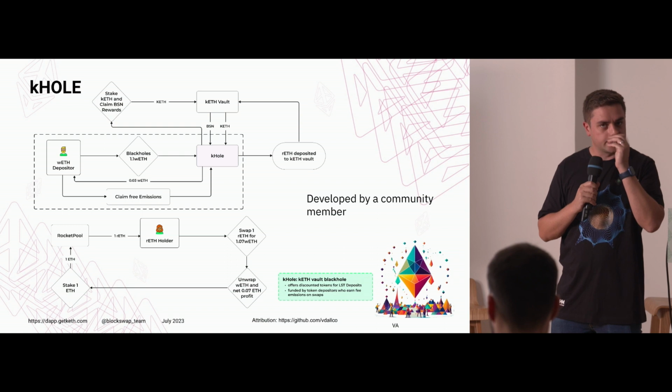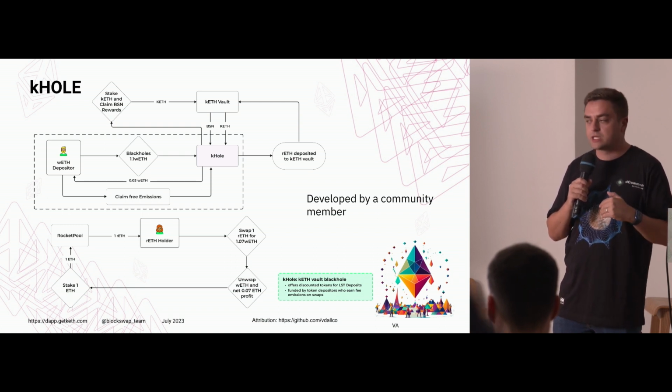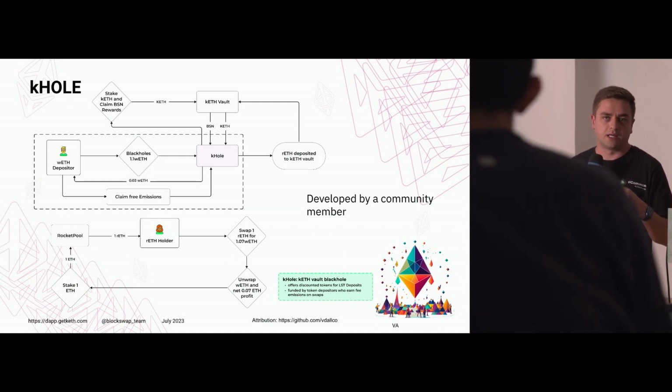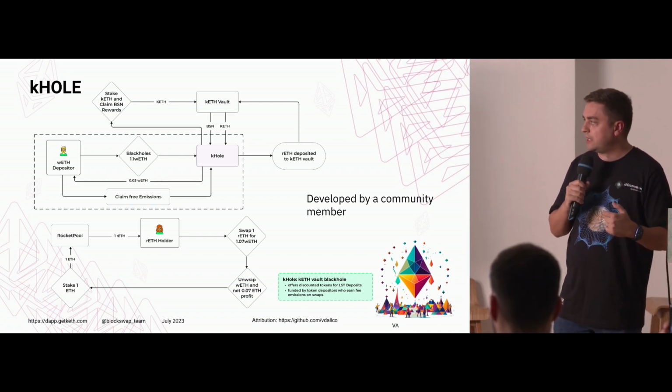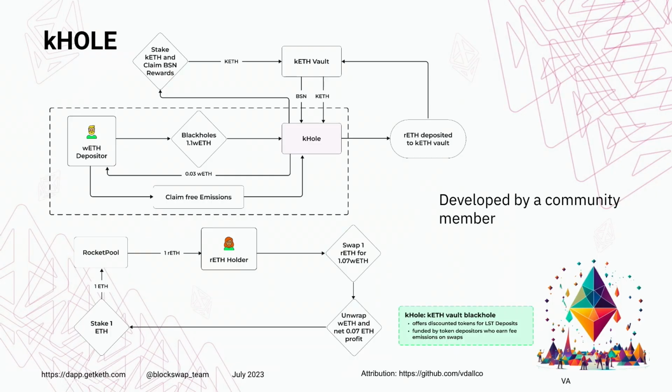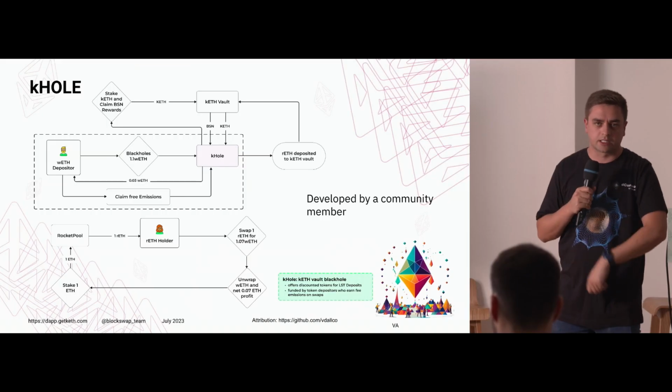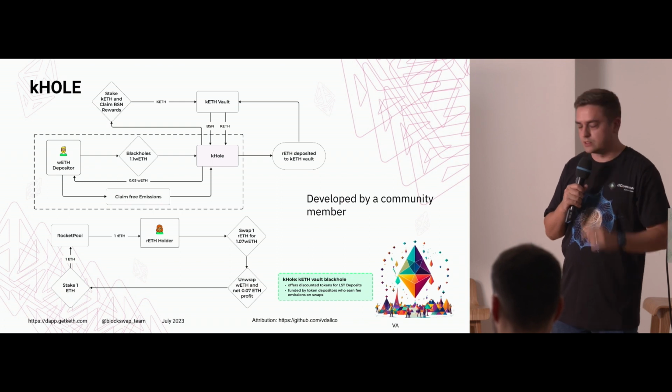So this is basically depositing into kETH as well as other farming contracts via something called kHOLE, and that is providing a discounted token for LST deposits. So kHOLE is taking stETH, rETH, and the other tokens directly, and deploying that into kETH and other farming contracts, and giving people the discount token.